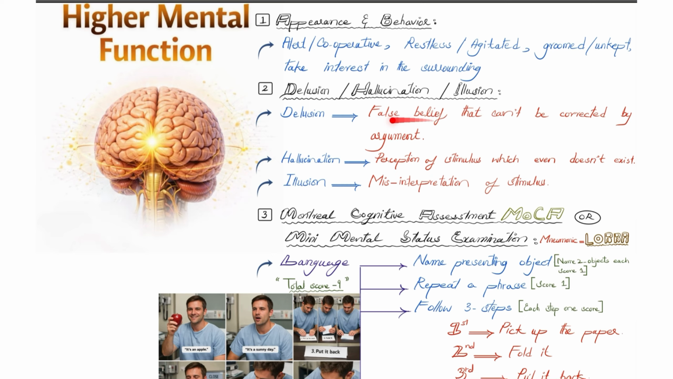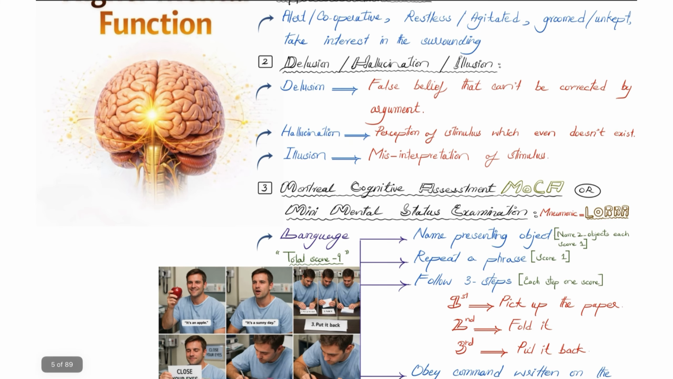Delusion means a false belief that cannot be corrected by argument or logic. Hallucination means perception of a stimulus which does not even exist. For example, the patient says somebody is touching me, however there is nobody to touch him. And illusion means misinterpretation of a stimulus, like a shadow of a person appears like a monster or devil to him. So this is how he misinterprets a normal stimulus.